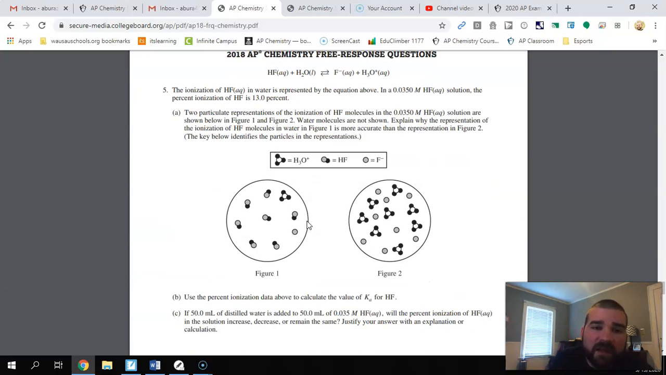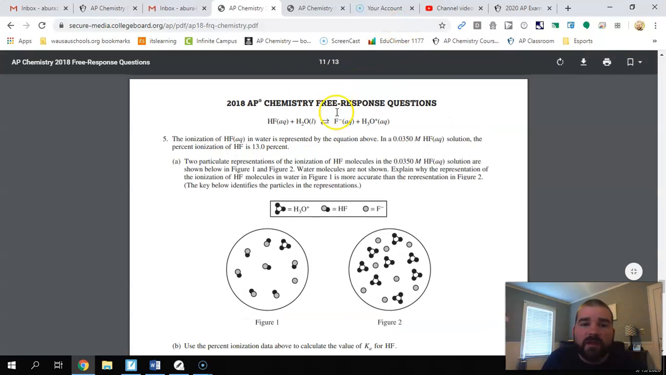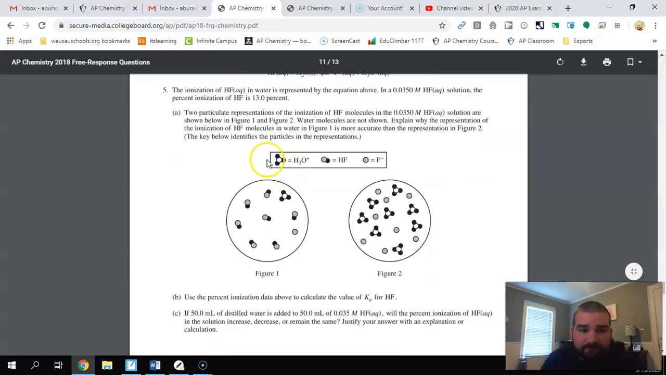Question 5. We have a hydrofluoric acid, HF. They show it reacting with water in an equilibrium, dissociating and producing F minus and hydronium H3O plus. So they tell us the ionization of HF in water is represented by the equation above. In a 0.035 molar solution of HF, the percent ionization, or in other words, what percentage of it breaks apart, is 13%. They give us two pictures or two representations of HF.